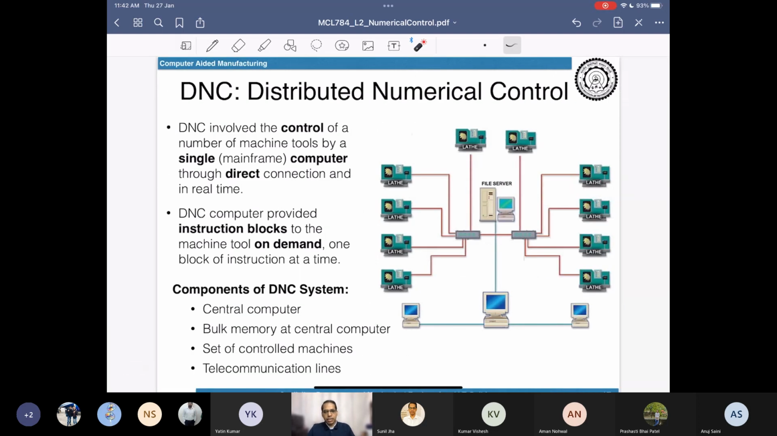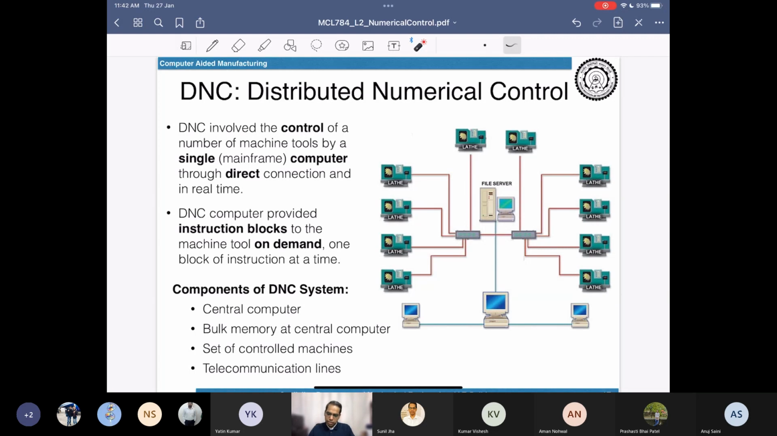Now, when it comes to the DNC, that is the distributed numerical control, this is again a very good terminology being used in the industry. Earlier, when we were talking about DNC, we were talking about the direct numerical control. So the terminology started with direct numerical control, and then it has come to the understanding of distributed numerical control these days. So what is the difference between direct numerical control and distributed numerical control? You can understand from here.